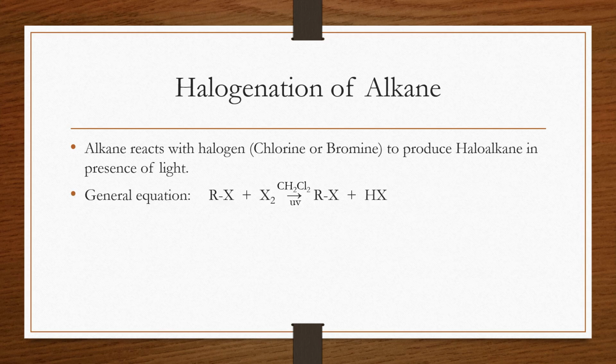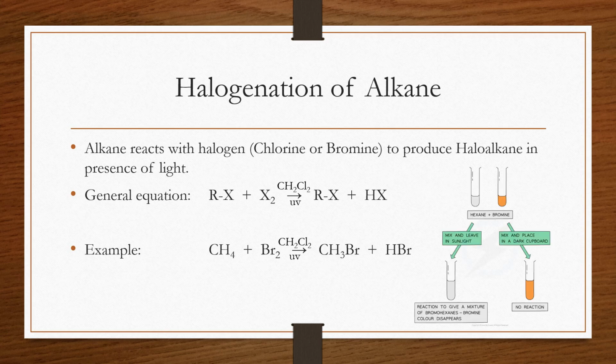This is the general equation. As an example, methane CH4 reacts with bromine Br2 in presence of inert solvent dichloromethane CH2Cl2 and sunlight or ultraviolet UV. The products are bromomethane and hydrogen bromide. Alkane only undergoes bromination in presence of sunlight. Observation: reddish brown color of bromine decolorized.